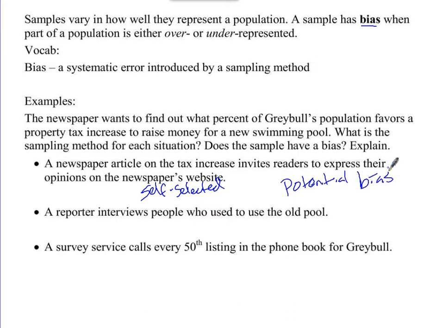There's potential bias just because of the people who could submit their articles or their opinions to the newspaper online. A reporter interviews people who used to use the old pool before they tore it down. What type of sampling method is that? It's definitely not self-selected. Okay, it's not systematic because they didn't do some sort of ordered list. It's a convenience sample, yeah.